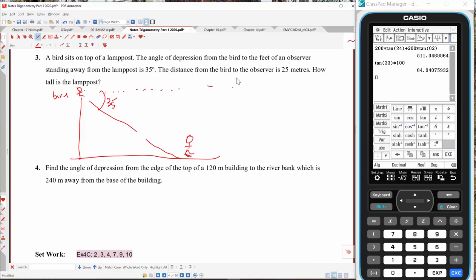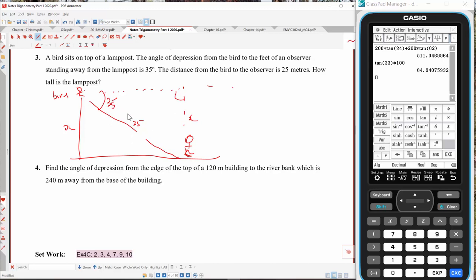The distance from the bird to the observer is 25 meters. So for whatever reason, the bird knows or the person knows that they're 25 meters away. How tall is the lamppost? So that's what we're after there, x. Now there's another way we can write this up, which is actually to think about this like a right angle triangle like that, right? And that's going to be the same as that x there.